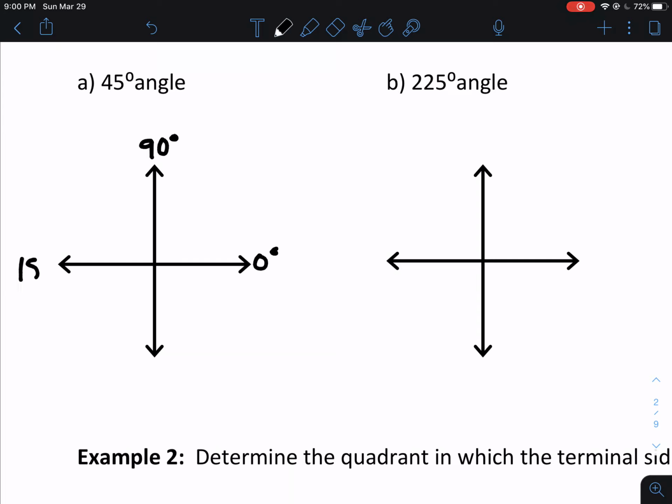If you go another 90 degrees, that's 180. Another 90 degrees is 270. And if you come all the way back around, you can go up to 360. You can actually keep going, and in fact, we're going to see an example of that in a little bit.